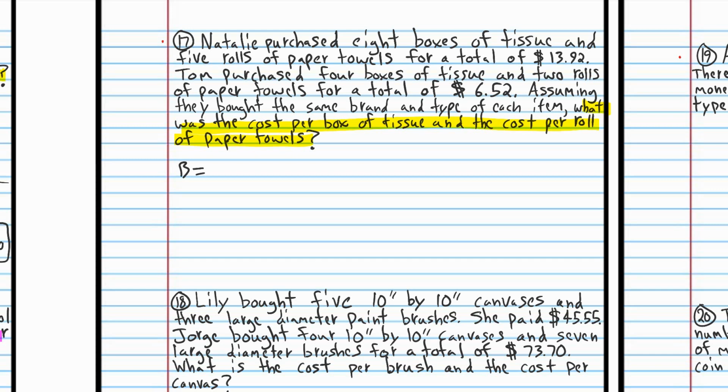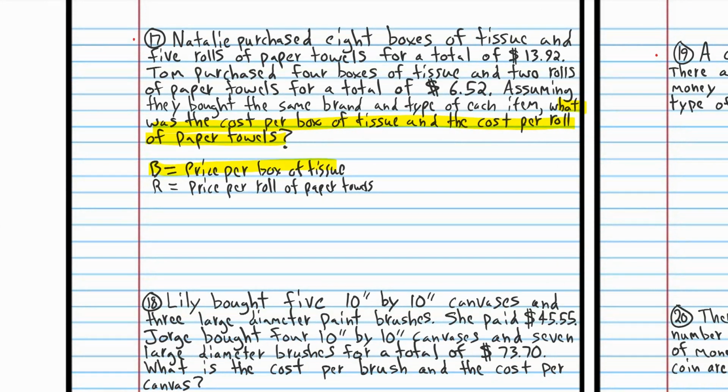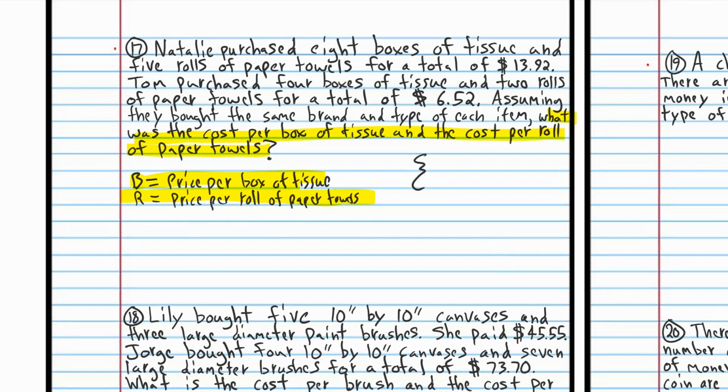So B is going to be the price per box of tissue. And R will be the price per roll of paper towels. So in this problem, unlike the previous 2 problems, we're looking for the price per item. In the previous 2 problems we were just looking for how many of something. So now we generate our system of equations.